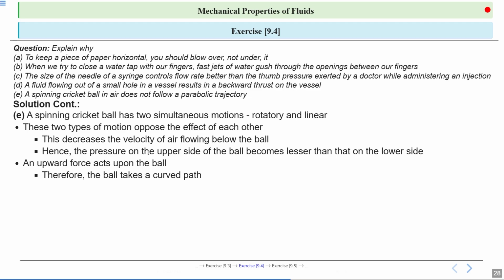As a result, the ball follows a curved path instead of a simple straight or parabolic one. This upward force from the Magnus effect bends the ball's trajectory, making it curve in the air. This is why bowlers can make the ball swing or spin in cricket. It does not follow a parabolic path, right? A spinning cricket ball does not follow a parabolic path because the combination of spin and forward motion creates a pressure difference, resulting in a curved trajectory. This is a great example of how fluid mechanics and real world sports are connected.